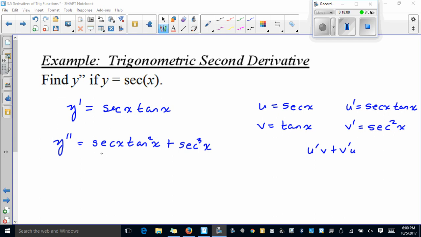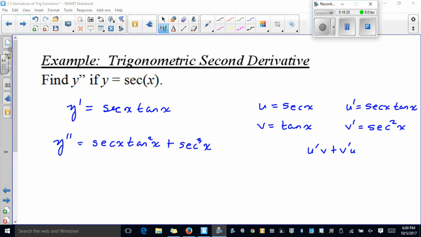Now, even if you factor out a secant of x, where you have tangent squared plus secant squared, unlike sine and cosine, they don't cancel each other out. So that is our answer. Our second derivative is secant of x tangent squared of x plus secant cubed of x. And we're done.